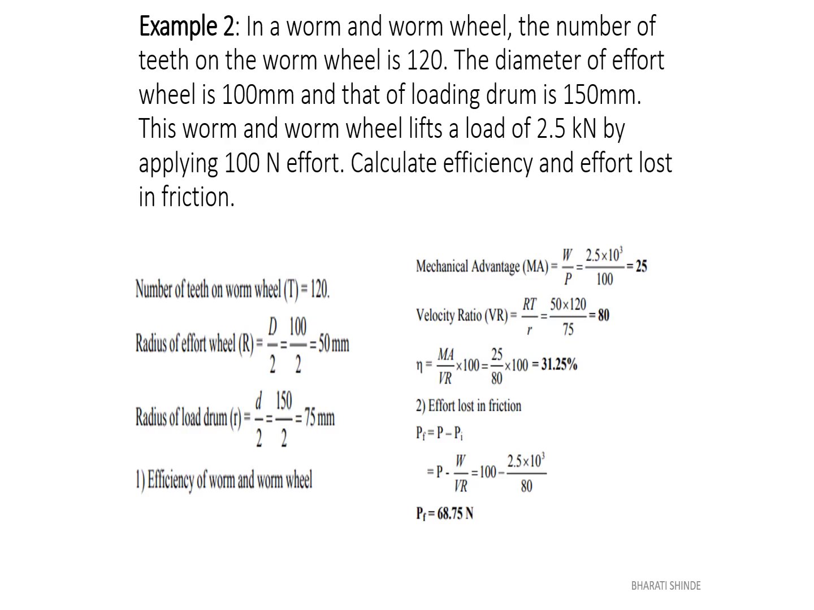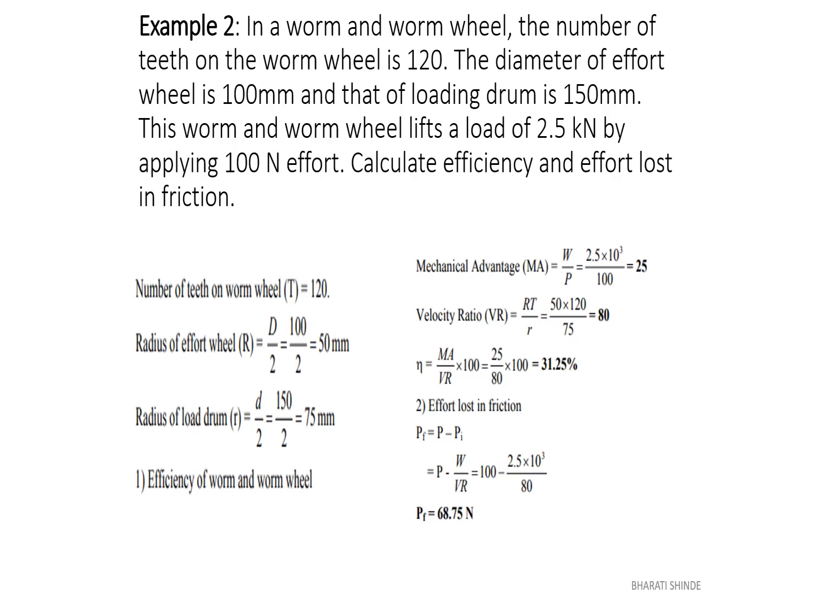Then we will see example 2. In a worm and worm wheel, number of teeth on worm wheel is 120 and diameter of effort wheel is 100 mm and that of loading drum is 150 mm. This worm and worm wheel lifts a load of 2.5 kN by applying 100 Newton effort. Calculate efficiency and effort lost in friction.